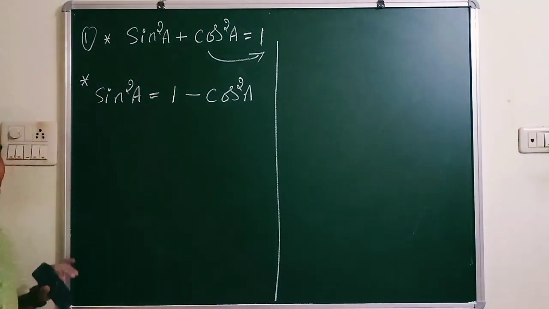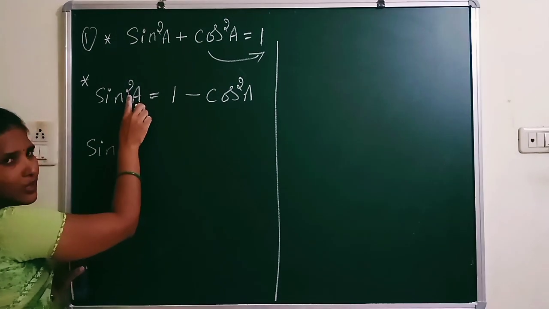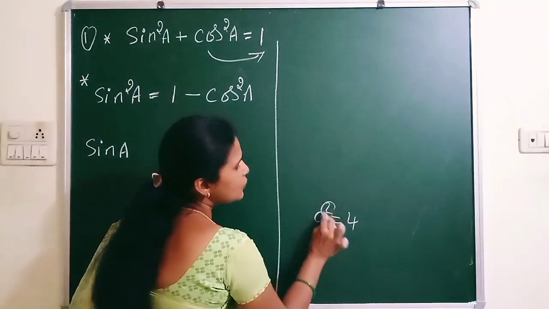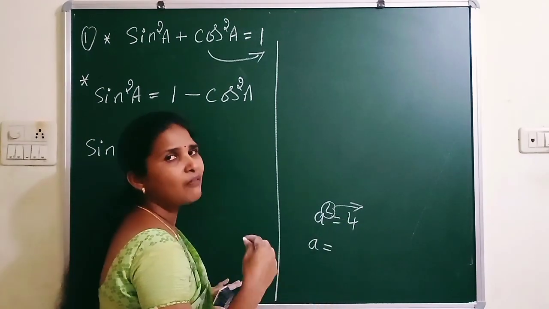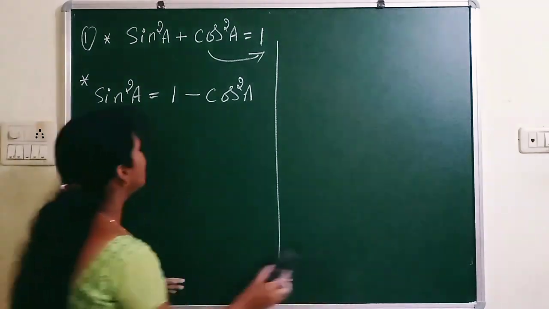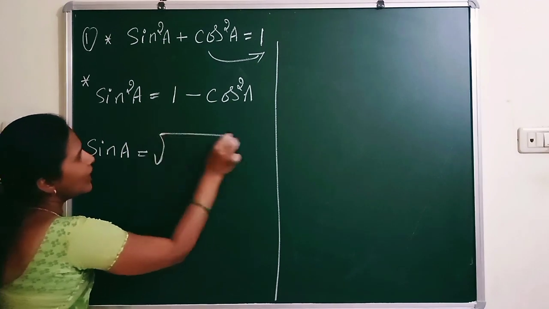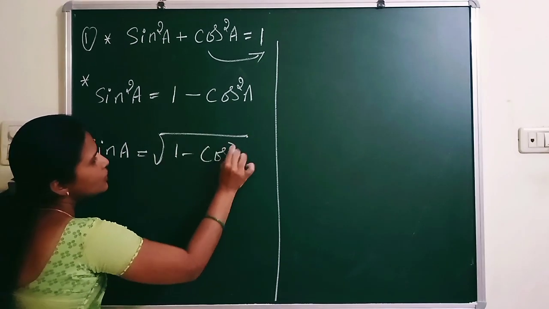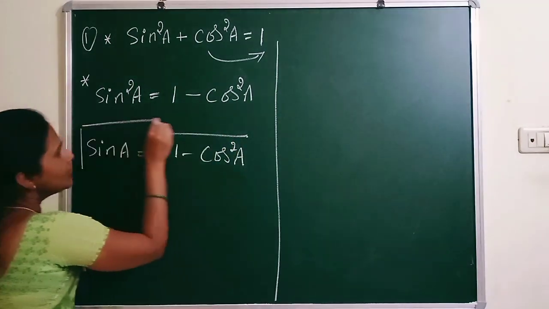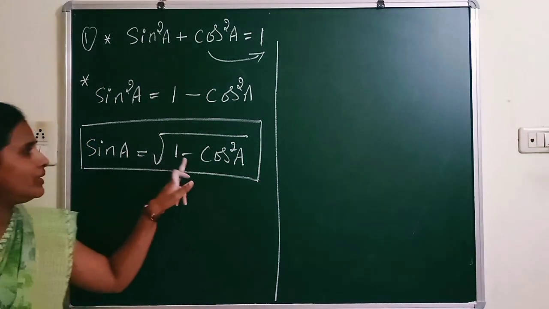Now what can you still do? You can write sin A. If you remove this square, you know that when a square equals 4, what is a? This power 2, when you send it to the other side, becomes power half, that becomes square root of 4. In the same way here also, when you send power 2 to the RHS, it becomes square root of 1 minus cos square A. So you can write plus or minus also here. So this is the other formula where you can write sin in terms of cos.